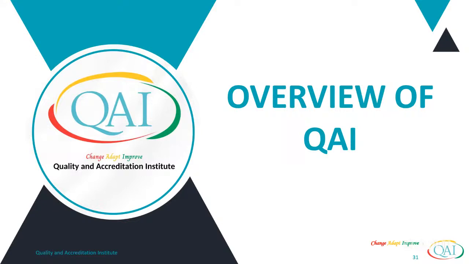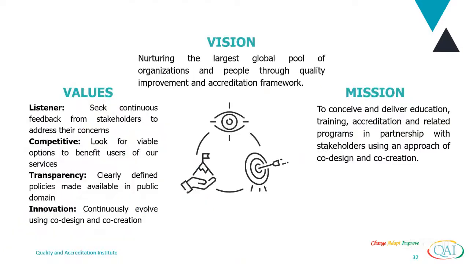Further, let me give you an overview of Quality and Accreditation Institute. We have a vision of nurturing the largest global pool of organizations and people through quality improvement and accreditation framework. Our values include listener, seek continuous feedback from stakeholders to address their concerns; competitive, look for viable options to benefit users of our services; transparency, clearly defined policies are made available in the public domain; innovation, continuously evolve using co-design and co-creation.